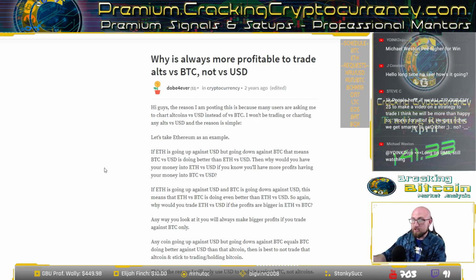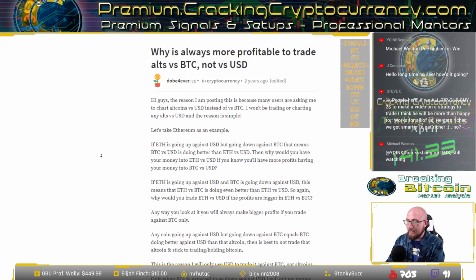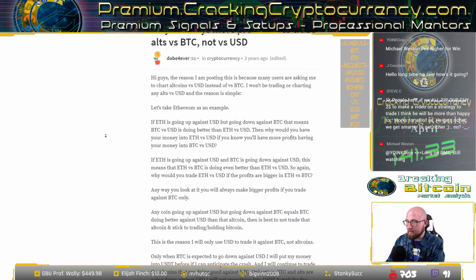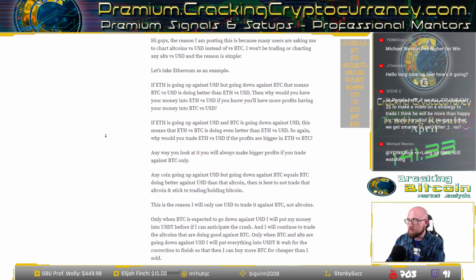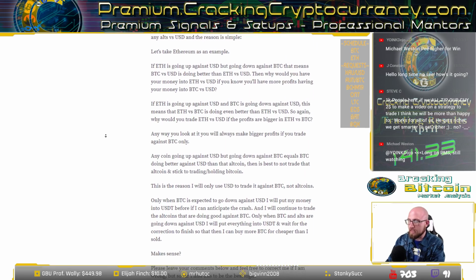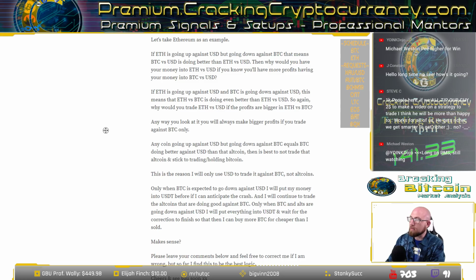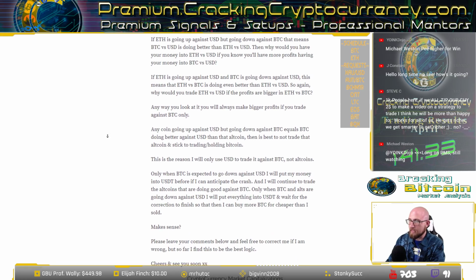If Ethereum is going up against USD and Bitcoin is going down against USD, this means that Ethereum versus Bitcoin is doing even better than Ethereum versus USD. So why would you trade Ethereum versus USD if the profits are bigger in Ethereum versus Bitcoin? Any way you look at it, you will always make bigger profits if you trade against Bitcoin only. Any coin going up against USD but going down against Bitcoin equals Bitcoin doing better against USD than that altcoin. Then it is best to not trade that altcoin and stick to trading or holding Bitcoin. This is the reason I will only use USD to trade it against Bitcoin, not altcoins.